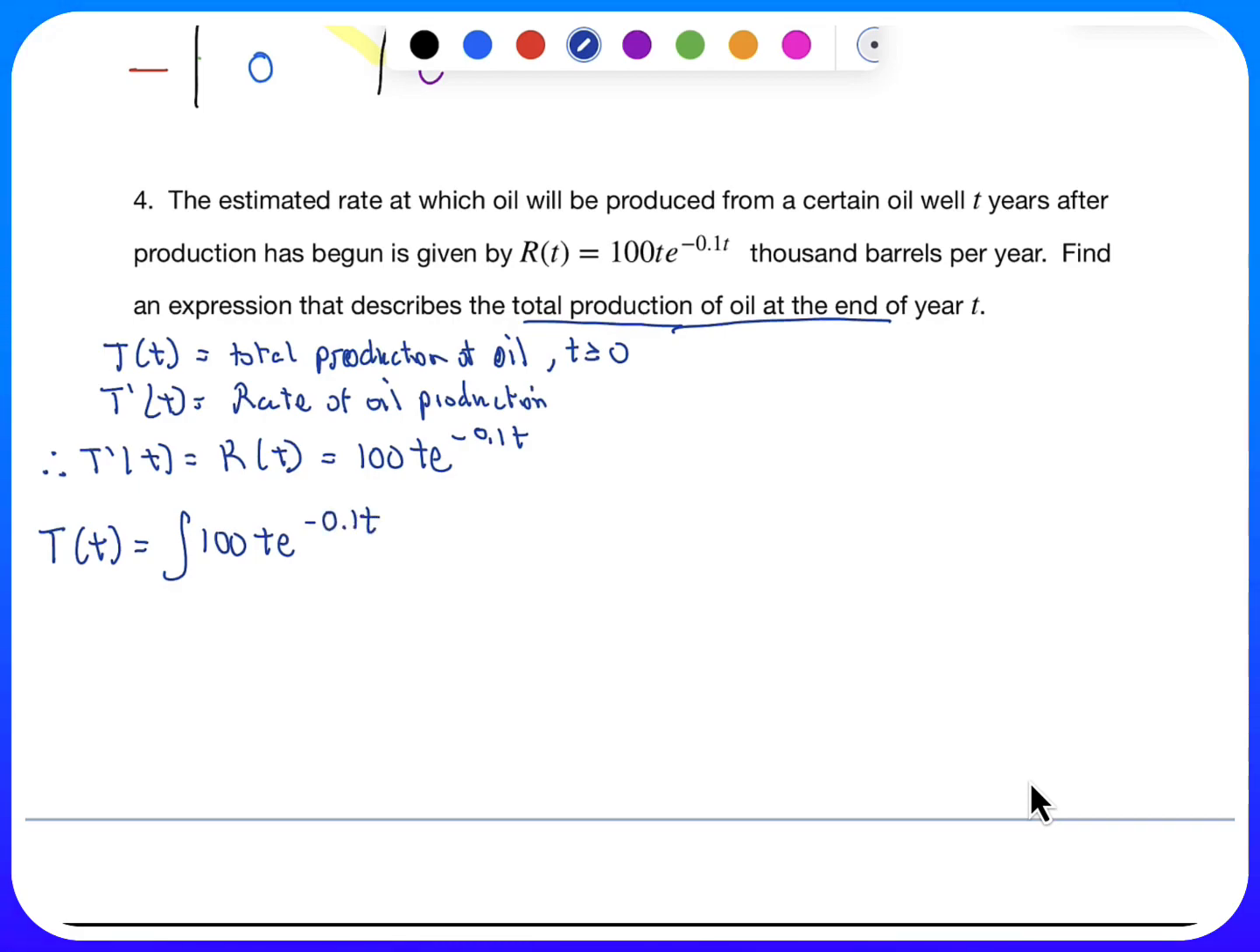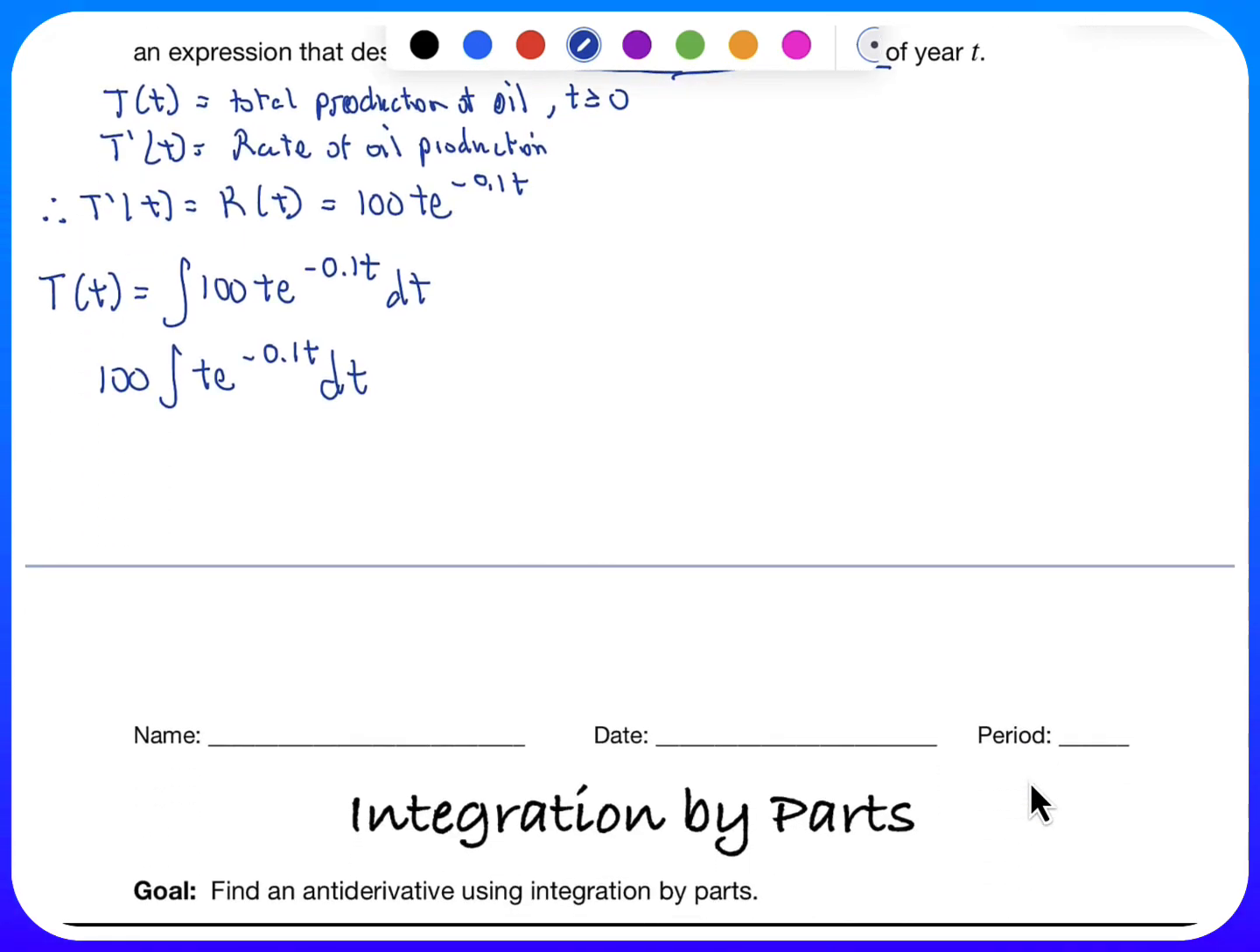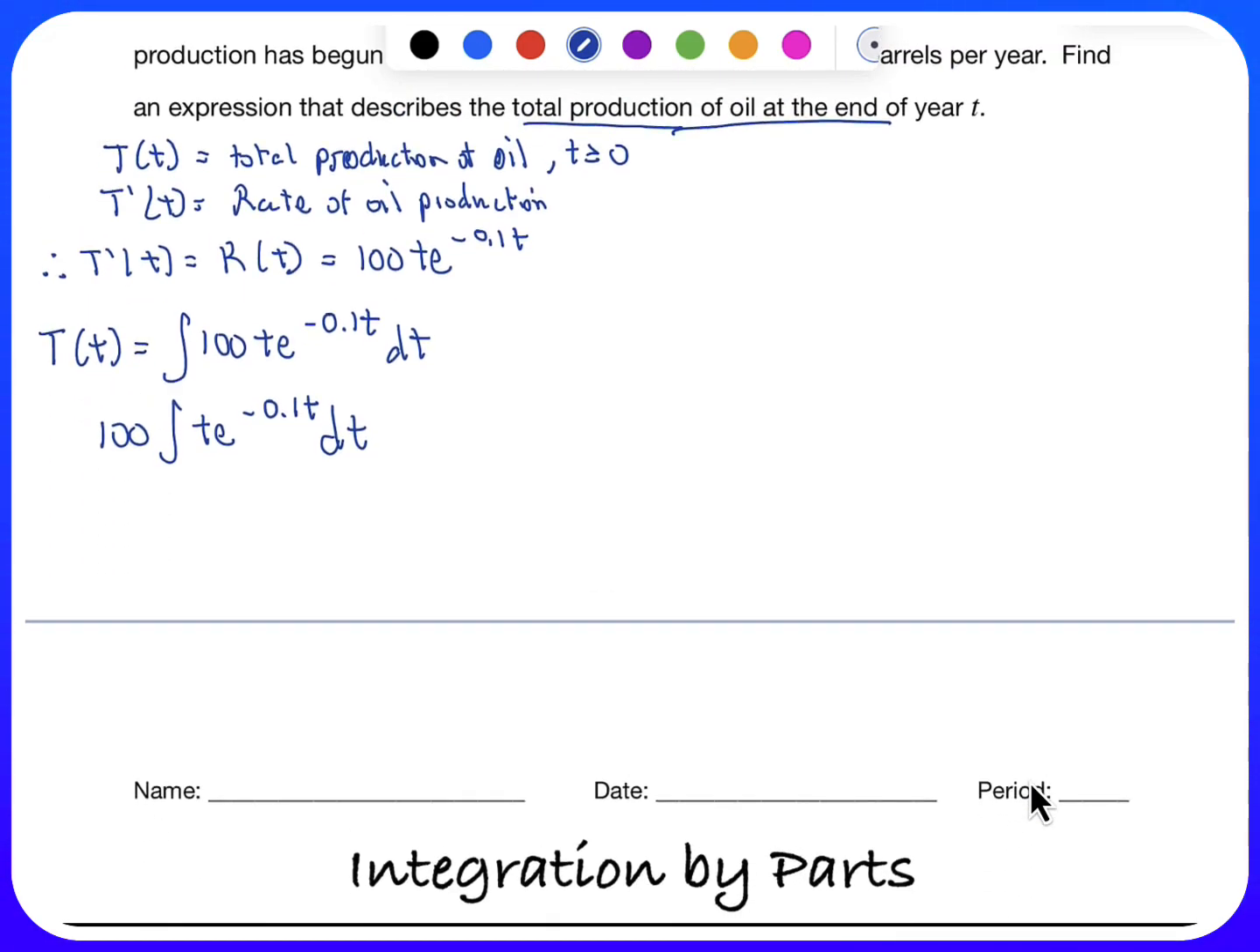But the problem is that this is a product of two functions. Well, first thing I'll factor out the 100, and it's a product of T times the exponential e to the negative 0.1 T. So I need to do my integration by parts rule here. Let's do the tabular method just so we can practice with it. So I'm going to set up my table here.